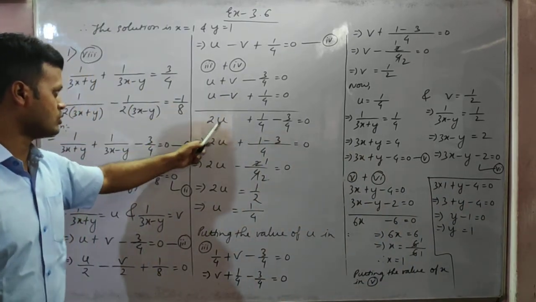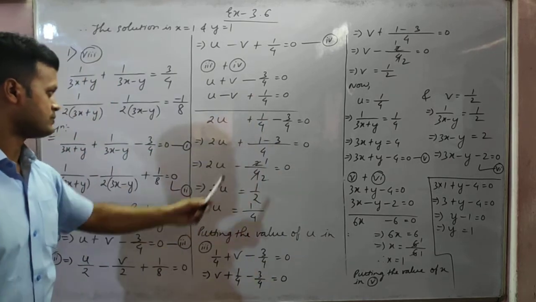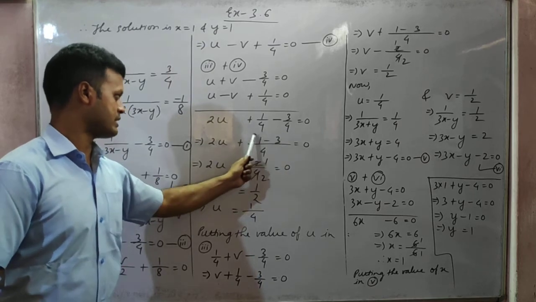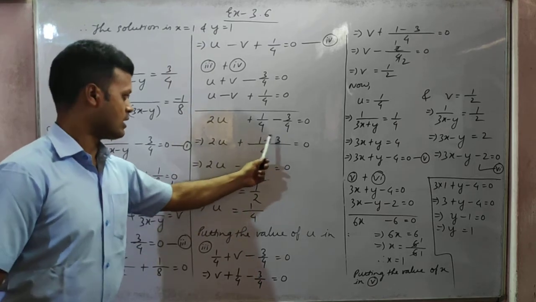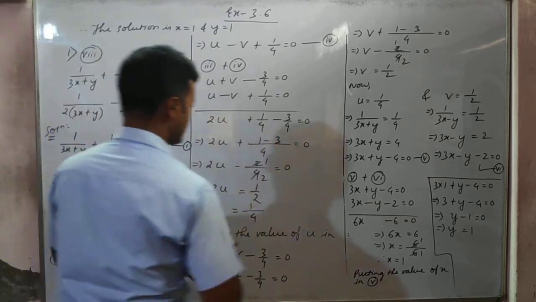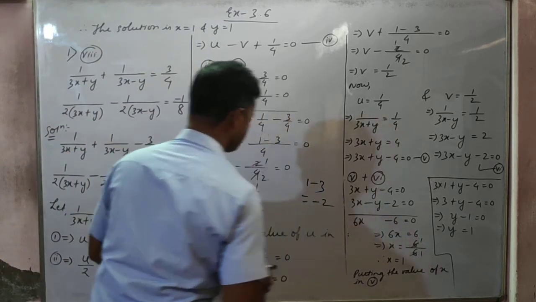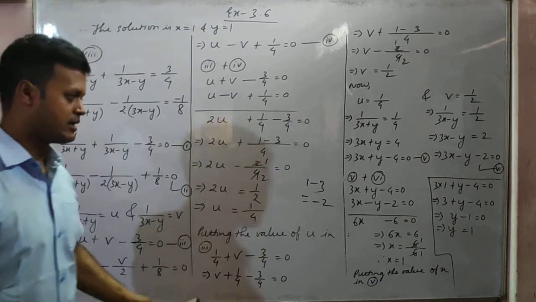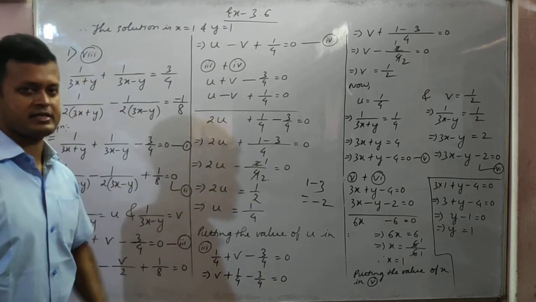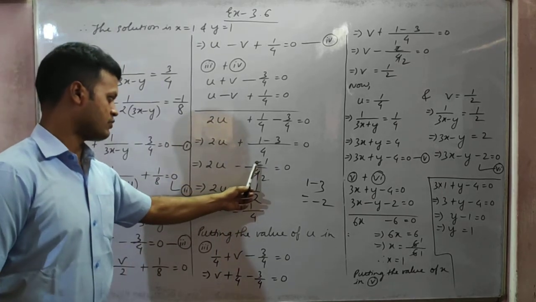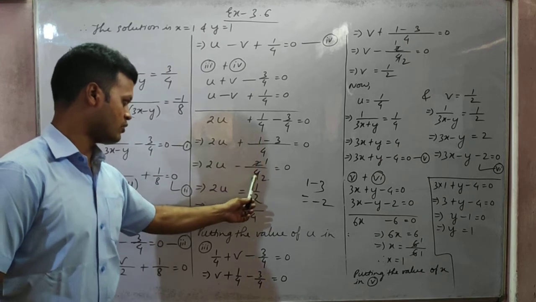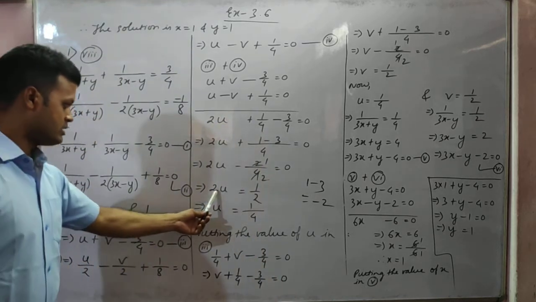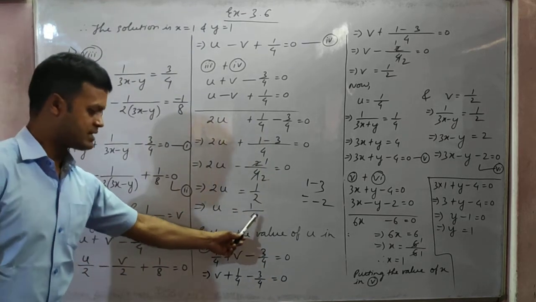u plus u will become 2u plus 1 by 4 minus 3 by 4. 4 and 4 LCM, students. Above we will get 1 minus 3. 1 minus 3 is how much? Minus 2, no? Minus 2. So because of the minus sign, this became minus. So with this, I am cancelling 2 with 2, 1 time, and 4 with 2, 2 times. So minus 1 by 2 I will take to the right hand side, it will become plus 1 by 2. This 2 is multiplied here. If I take it to the right hand side, it will get divided.